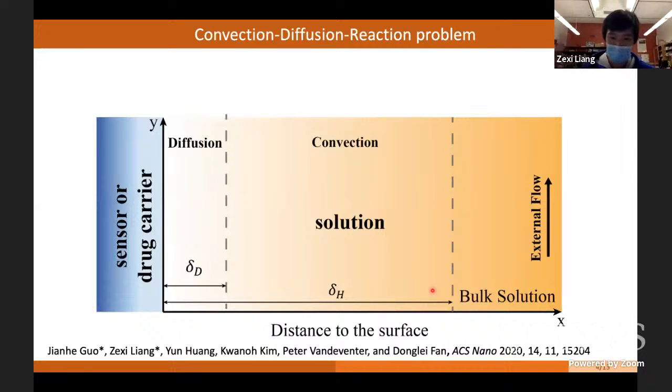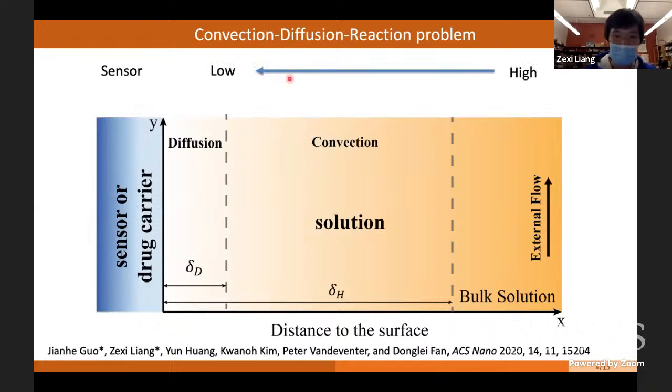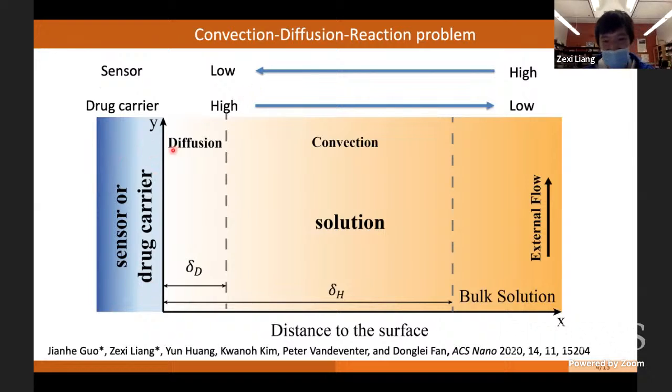Okay, so here's the general picture of the system. We have a solid liquid interface. On the left is a solid. For a sensor, the concentration at the solid part is low, and the concentration of the analytes in the solution is high. So this is the scenario for a sensor. But for a drug carrier, usually the concentration on the solid part is high, and it diffuses into the solution. So the solution has a low concentration. The gradient is in the opposite direction.